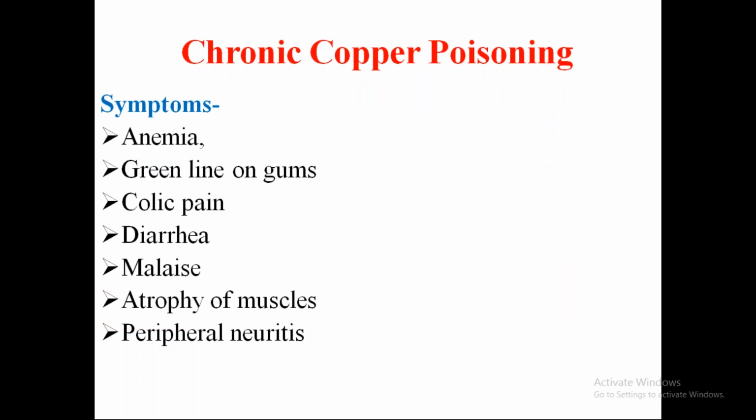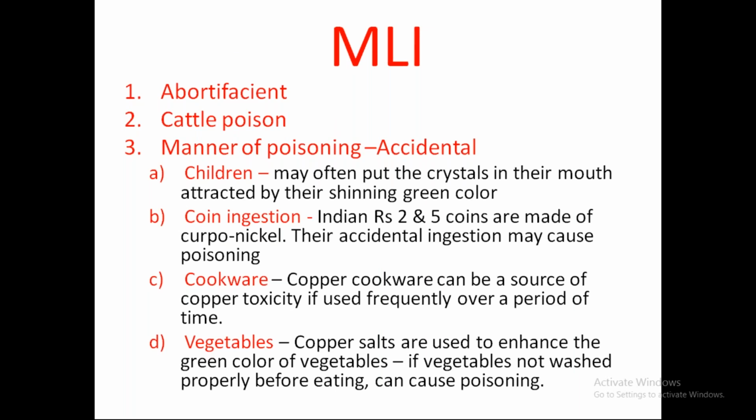So some of the other symptoms of chronic copper poisoning are anemia, green line on gums, colicky pain, diarrhea, malaise, atrophy of muscles, and then peripheral neuritis. What is the medicolegal importance? Copper containing compounds can be used as abortifacients.